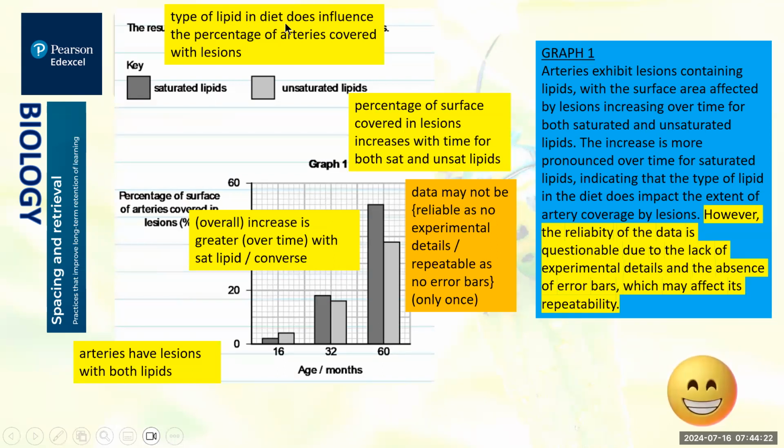Next one, type of lipid in diet does influence the percentage of arteries covered with lesions. So types of lipid, either saturated or unsaturated, has impact on the result. The percentage surface covered in lesions increases with time for both saturated and unsaturated lipid. So this is similar to this one and this one, but the only thing is we also mention that with the time it is also increased. If you take one group, 16, arteries have lesion with both lipids.